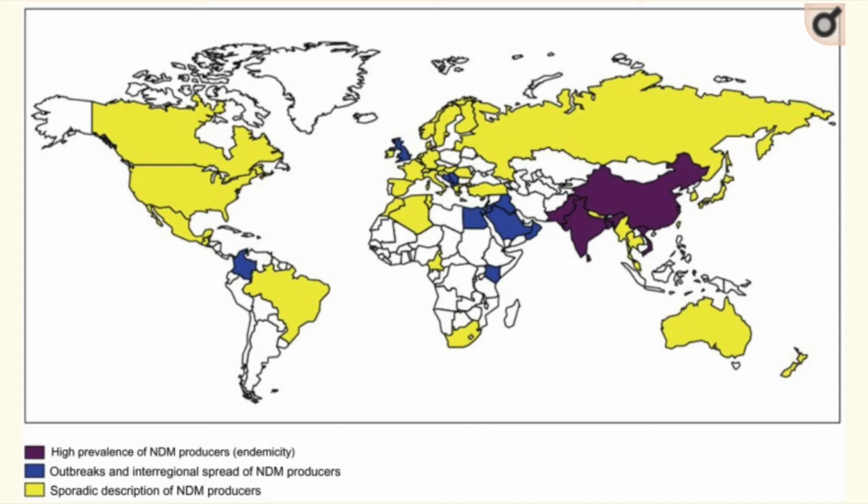And the countries in yellow usually see their sporadic cases because of people who have traveled to more heavily impacted areas and stayed in a hospital or somehow contracted the bacteria. So these developing countries are seeing an increase in antibiotic-resistant bacteria because of a few different reasons, one of them being the lack of adequate transportation.